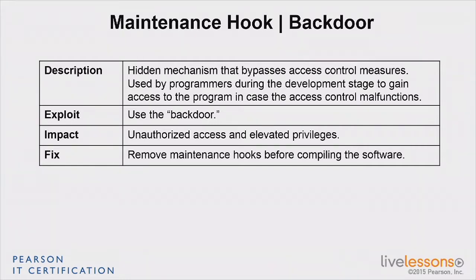Next are maintenance hooks or backdoors. Maintenance hooks and backdoors are really hidden mechanisms that bypass access control measures. Now, they're generally used by programmers during the development stage to gain access to a program in case the access controls malfunction. So the exploit is to know about the backdoor and to use the backdoor. The impact is unauthorized access and elevated privileges. The fix is to make sure that maintenance hooks are removed before compiling the software.